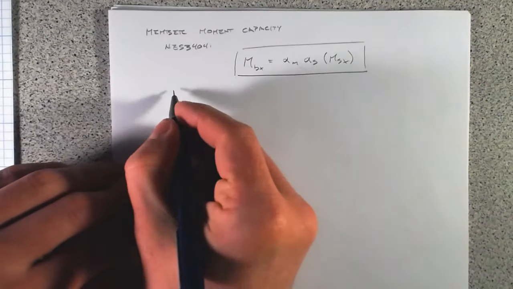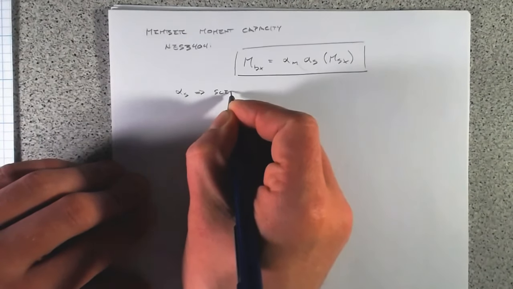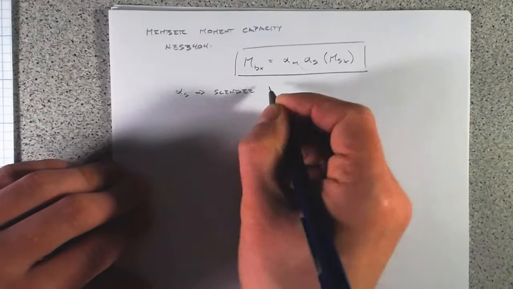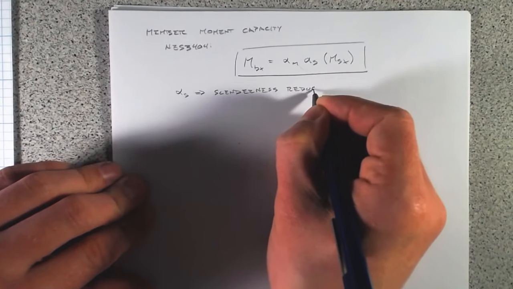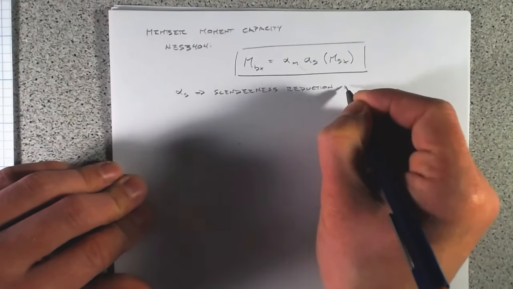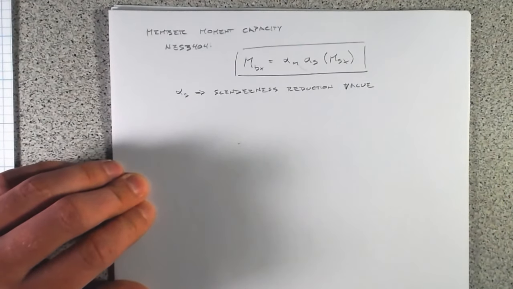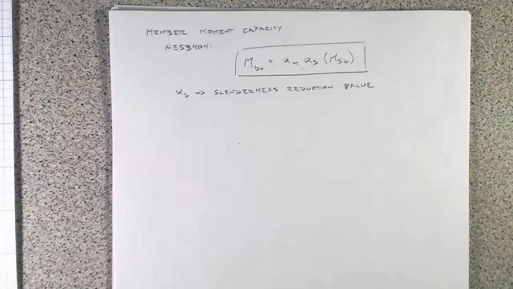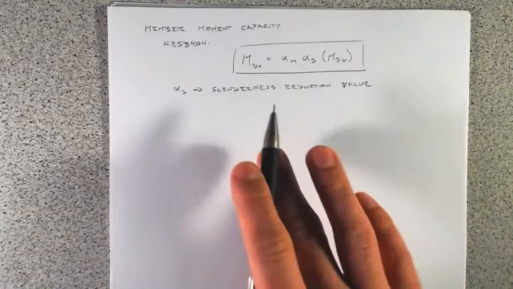Alpha s is called the slenderness reduction value. And the alpha s term is really where we bring in all of these things around the critical buckling moment, our restraint sections, and our segment length. All of that comes in with this alpha s term.